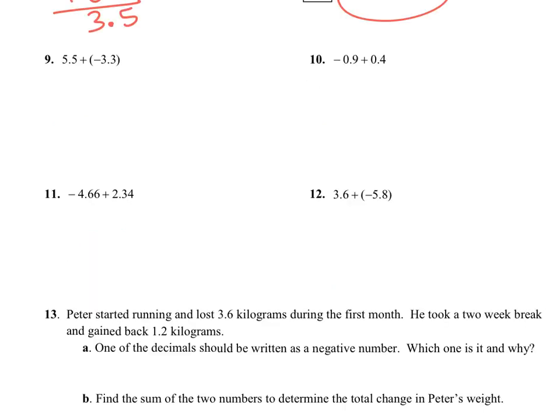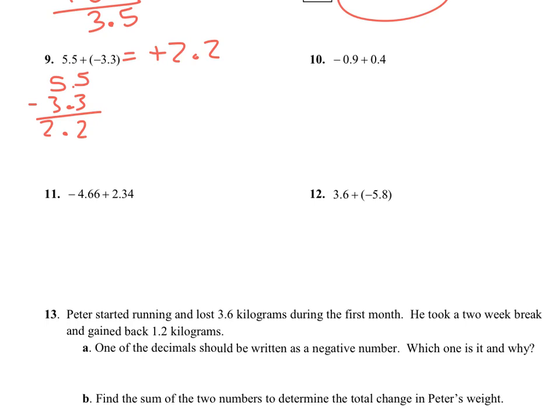On number 9, we've got 5.5 plus negative 3.3. So let's determine our answer. We have a positive number plus a negative number. What number is bigger, the positive or the negative? The positive number is bigger, so my answer has to be positive. Now, since my signs are different, I subtract their absolute values. So you take the larger number, 5.5, and subtract the smaller number, 3.3. What is 5 minus 3? 5 minus 3 is 2. Bring down the decimal. And then what's 5 minus 3? Check it, it's 2 again. So my final answer is positive 2.2.